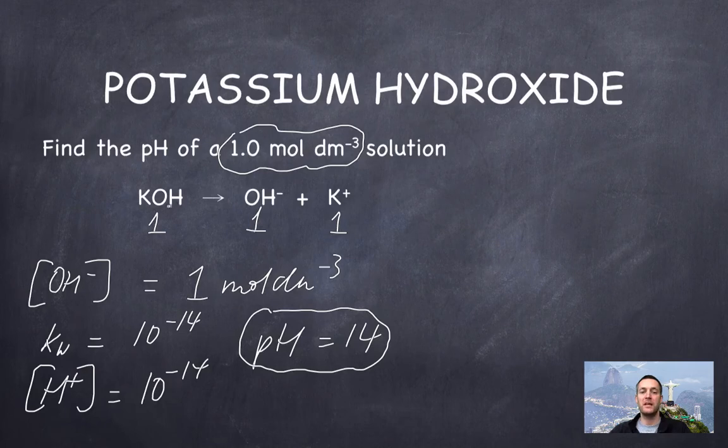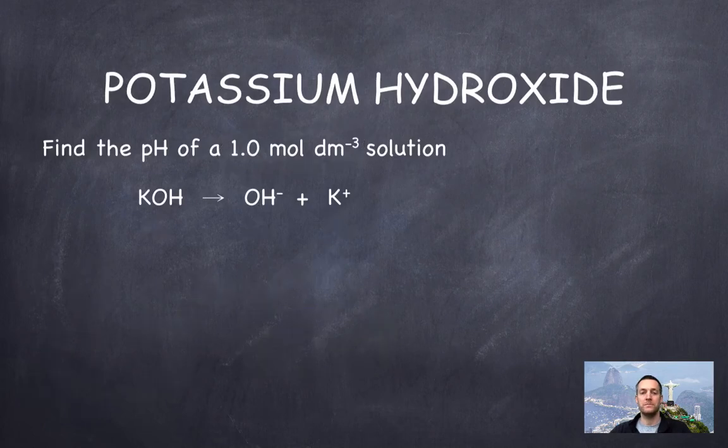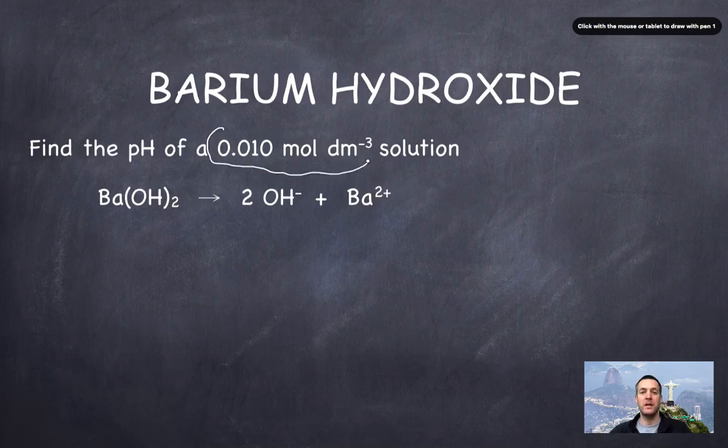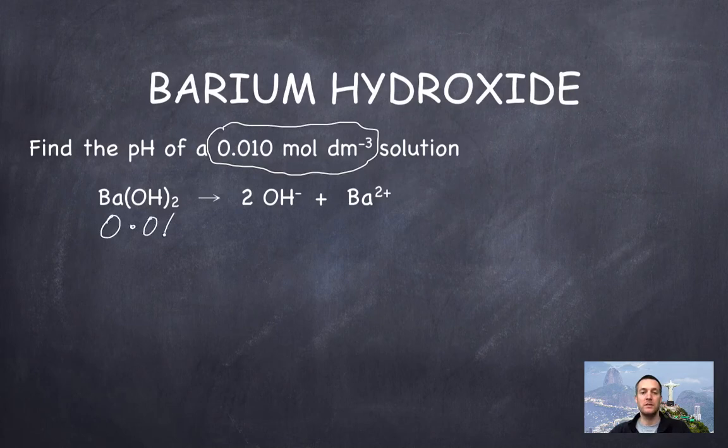If this base hadn't been strong, it would have been very hard for me to calculate what the concentration of OH- ions was, and I wouldn't be able to find the pH. Here's another strong base, but this time it's a different strong base. It's barium hydroxide. I've got a 0.01 mole per dm cubed solution of it. This means that I have dissolved 0.01 moles of this substance in every dm cubed of water. Now the concentration of OH- here is going to be 0.02.